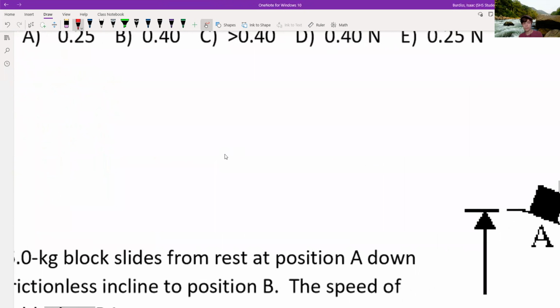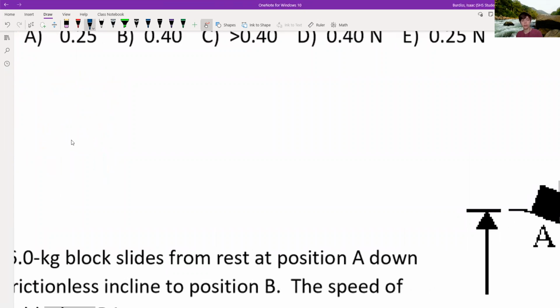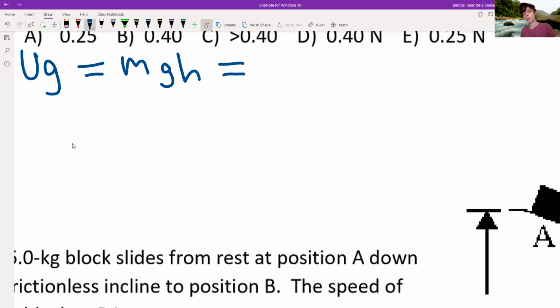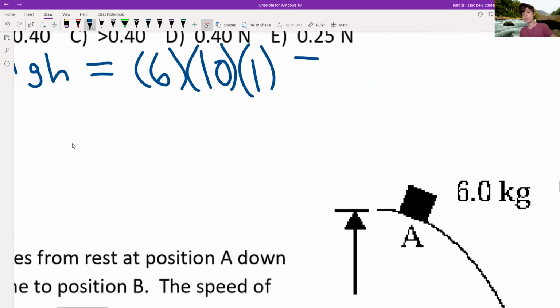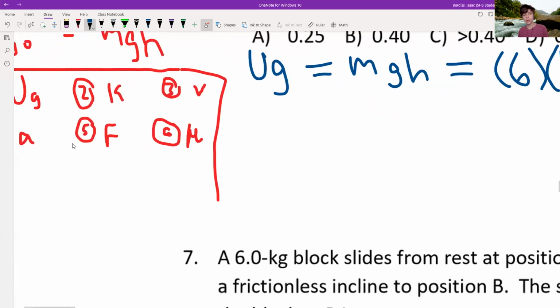All right. So we said the first thing we're trying to do is find potential energy. Potential energy equals mass times gravity times height. What was our mass? It was 6. What was our gravity? It's 10 as usual. What was our height? It was 1. So potential energy equals 60 joules. Pretty simple. All right. What's the next thing?